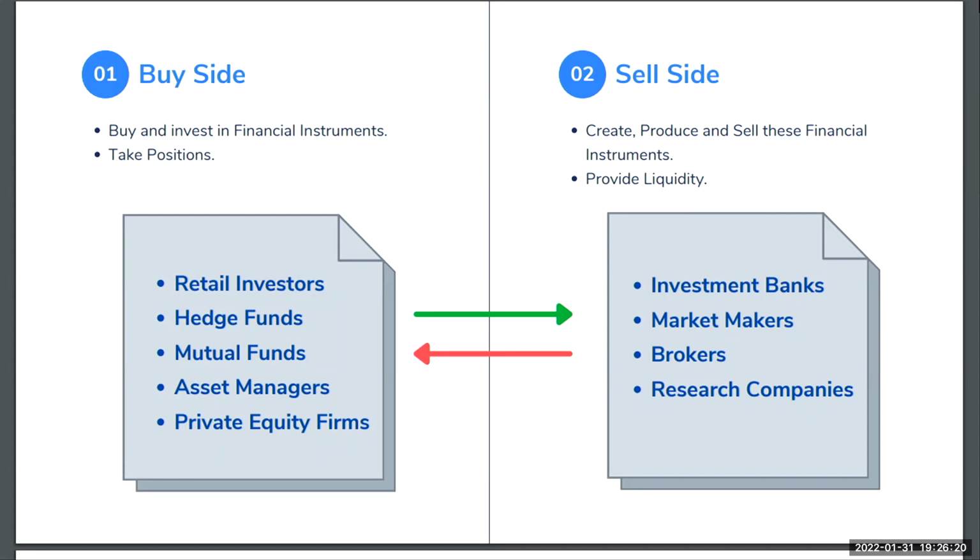And then you have the sell side. The sell side creates, produces, and sells those financial instruments. So you have investment banks, market makers. Investment banks are kind of market makers, but it depends on the firms, it gets really complicated very quickly. You have brokers. I put research companies too. Technically, they sell research that the buy side will then use to make those investments, so we debate whether they really have their spot on the sell side or if they're not on either of those sides. The goal is to provide liquidity. So their goal is for the buy side to buy whatever they are selling.